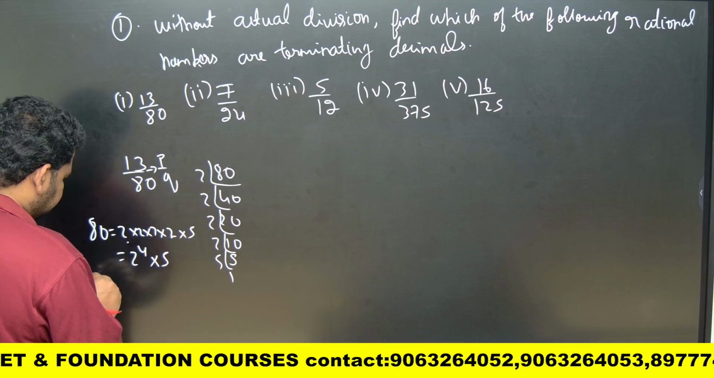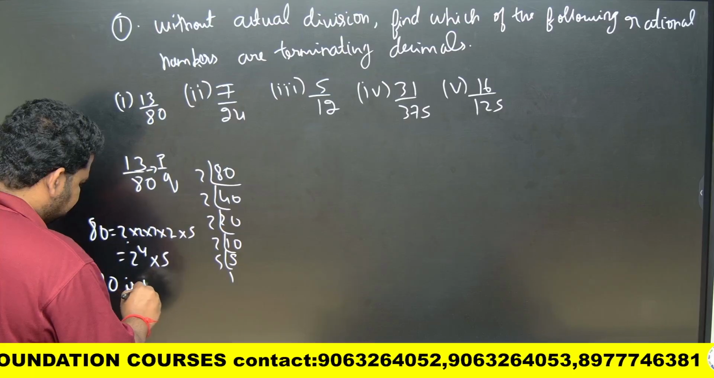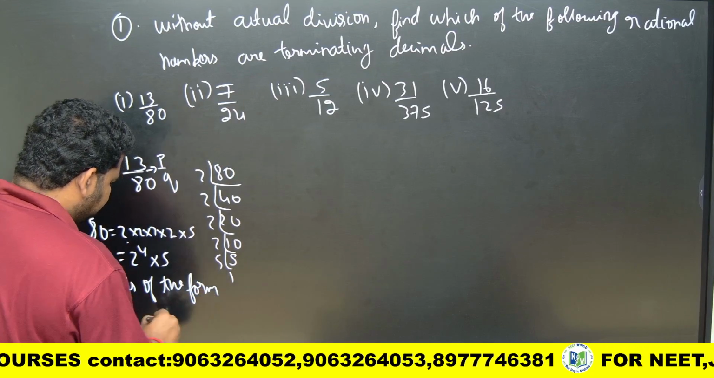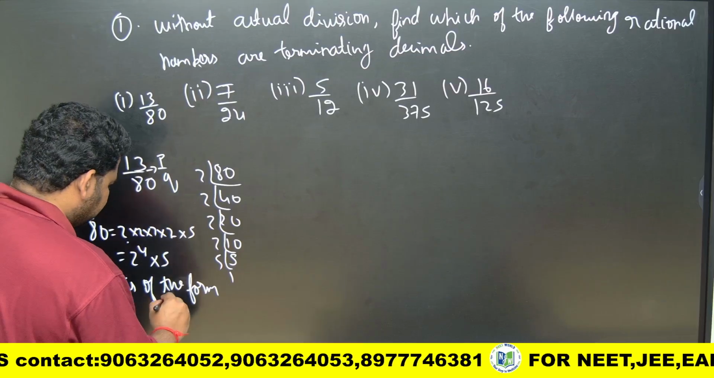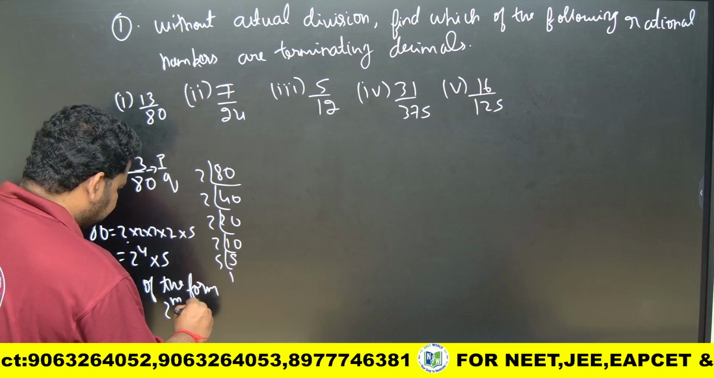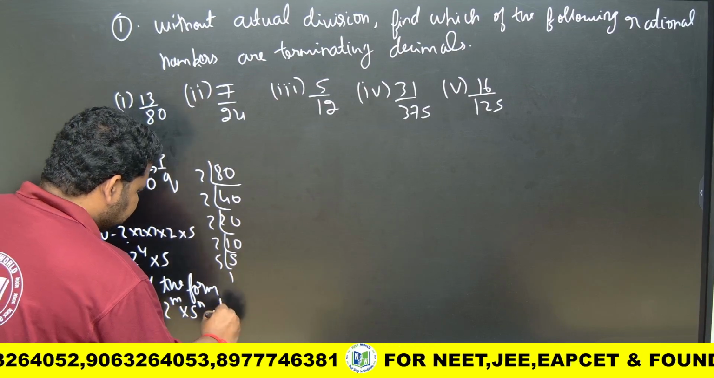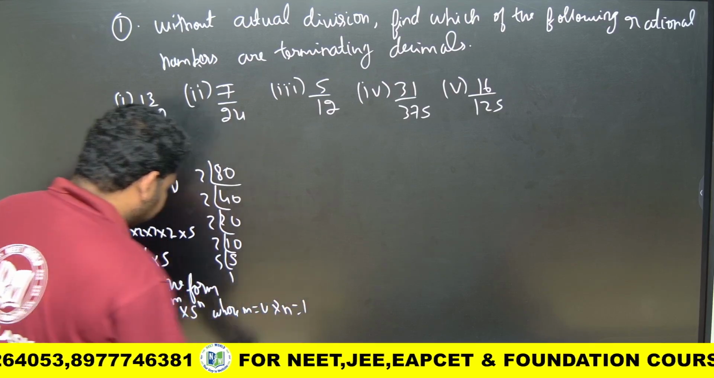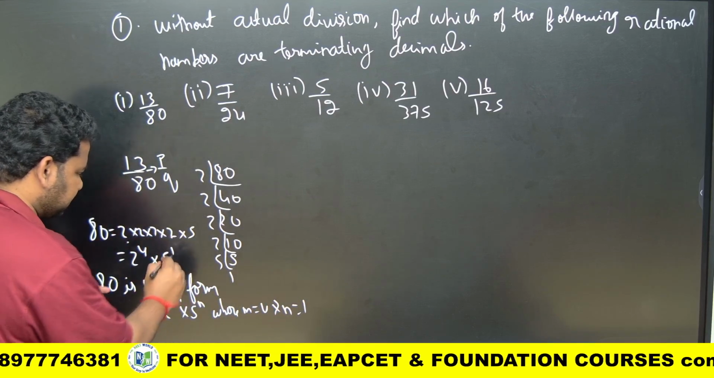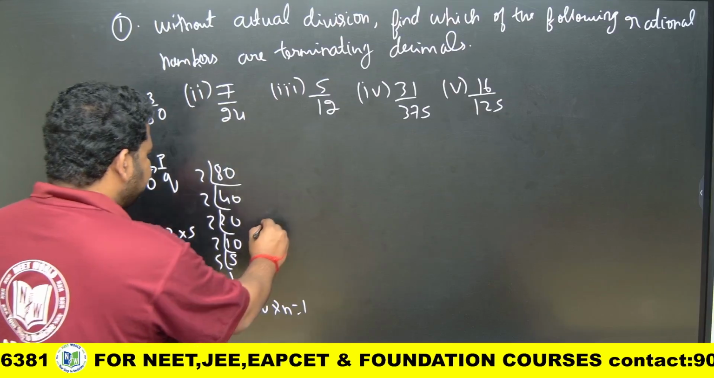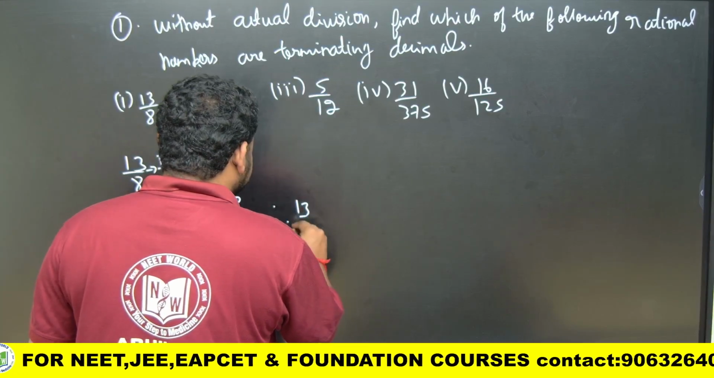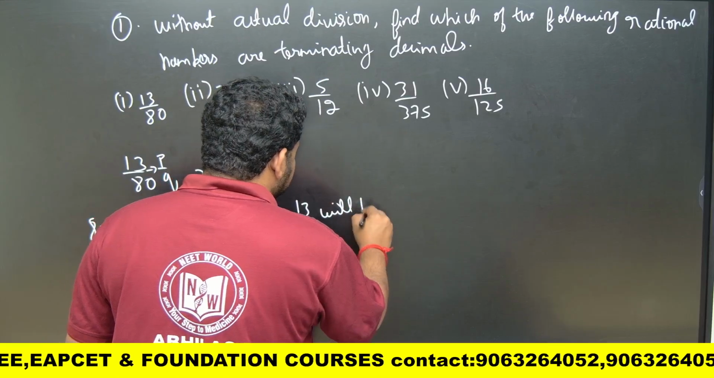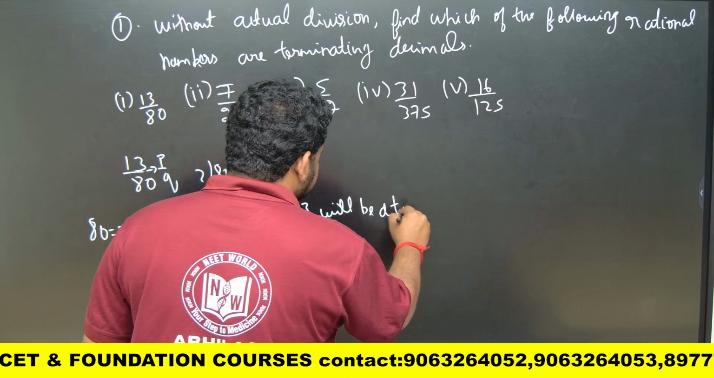So 80 is of the form 2 to the power of m into 5 to the power of n, where m is equal to 4 and n is equal to 1, correct? No, 5 to the power of n means 5 to the power of anything, here it is 5 to the power of 1. Therefore 13 by 80 will be a terminating decimal.